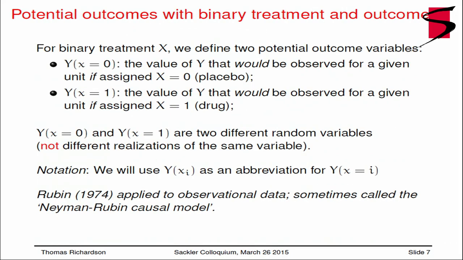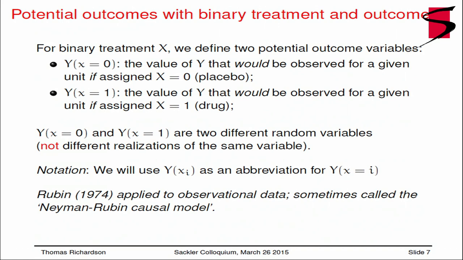Okay. Now I'm going to simplify matters and turn it into a more medical setting. We'll consider a binary treatment. Instead of V varieties, we'll just have two, taking values 0 and 1, 0 being placebo and 1 being drug.